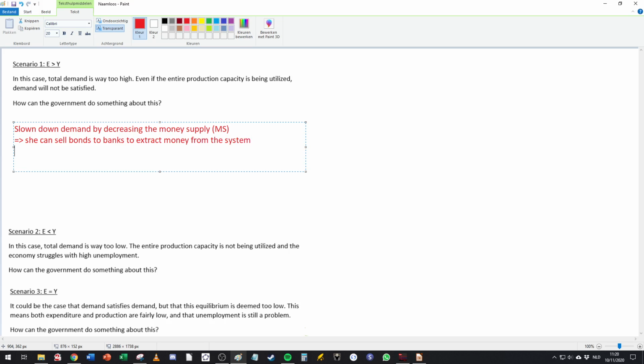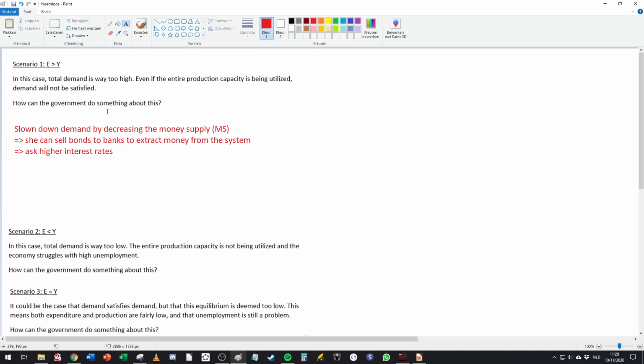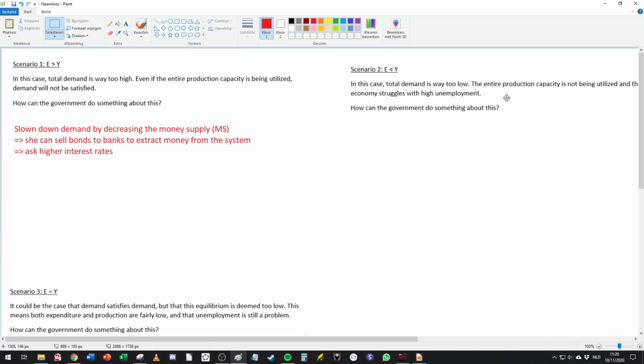She can also perhaps ask higher interest rates. This will also scare people to borrow more money because it's way more expensive right now. This will also slow down the economy. These are some examples you can remember, okay? Very important ones.